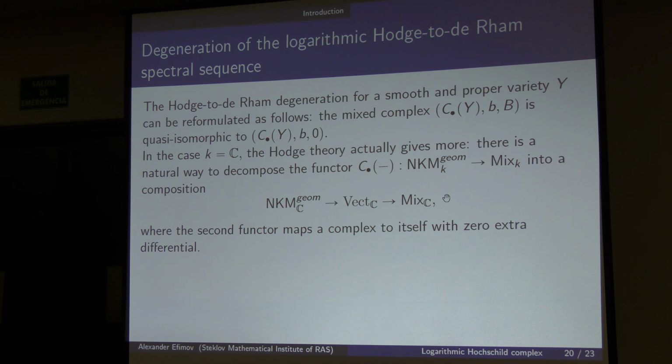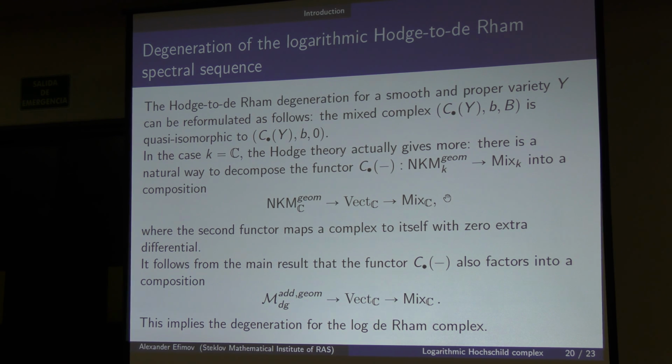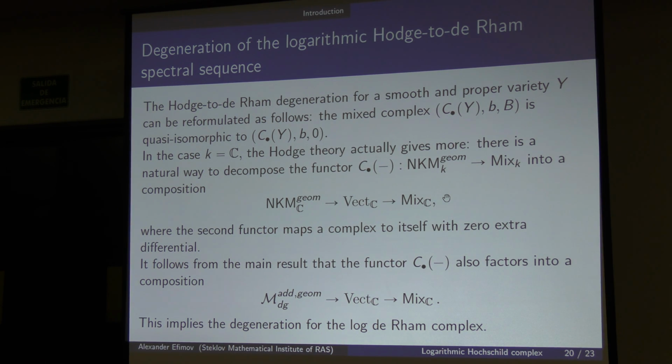So there is such a decomposition, and once we have such a decomposition, it immediately follows from the construction that the logarithmic Hochschild complex functor here also factors through the complexes of vector spaces, so that the additional differential can be made to be zero. So if you wish, this collection can be trivialized naturally.